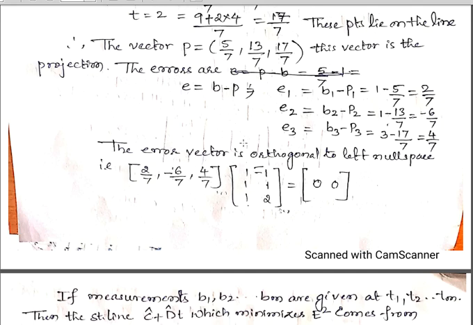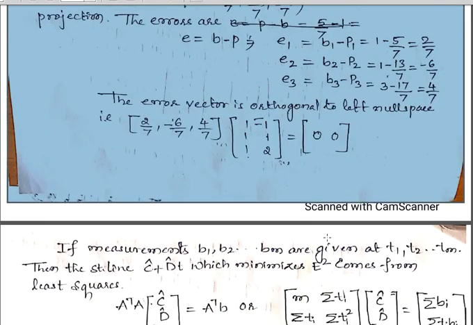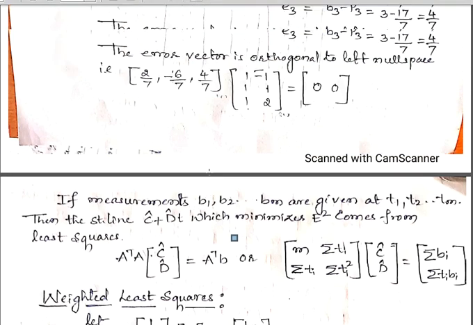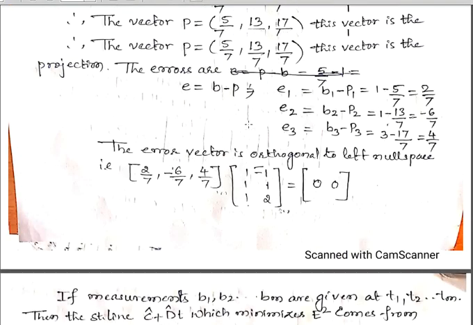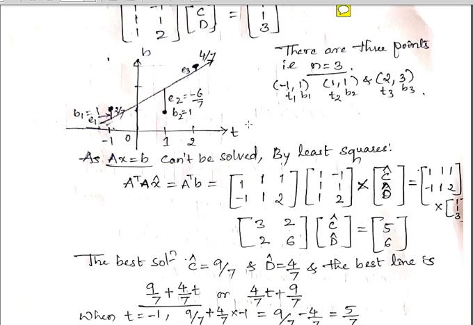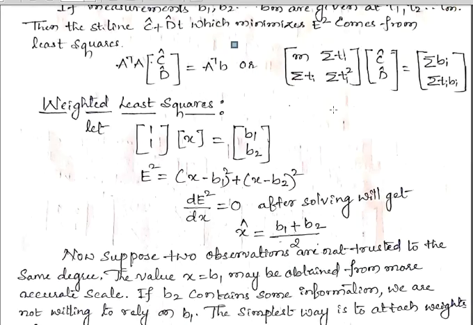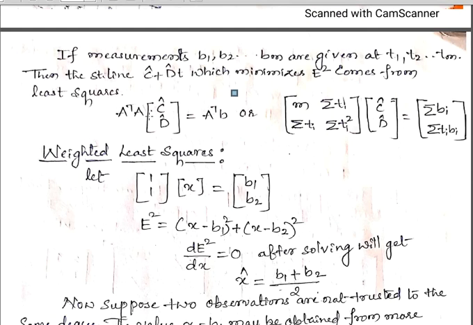We had only 3 points. When we have more points, then the calculation, like solving this equation and finding A transpose A, would be a bit complex. So in those cases, we write A transpose A, that is C cap D cap, is equal to A transpose B. This A transpose A is obtained as it is, with m.